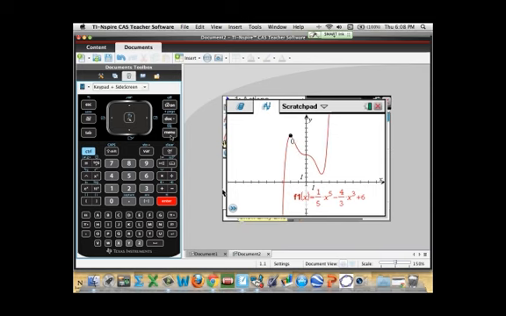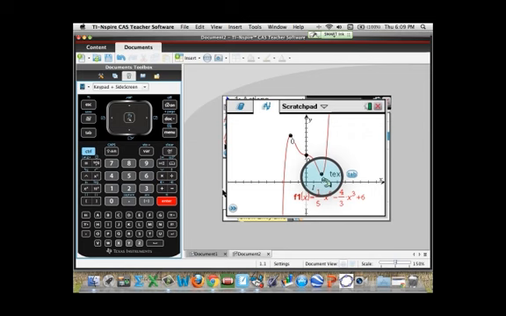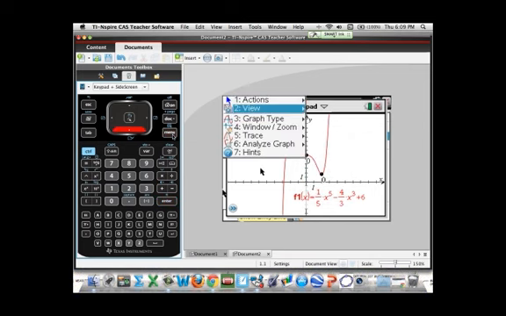All right, let's repeat the process for x equals 0. When x is 0, the slope is also 0. And let's do one more. When x is 2, it places a dot there for me. The slope there is also 0. Now real quick, let's just do this for one.